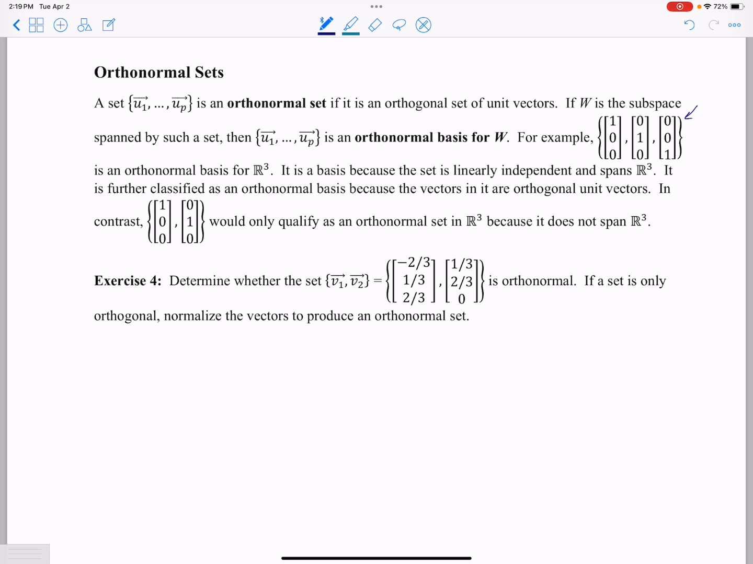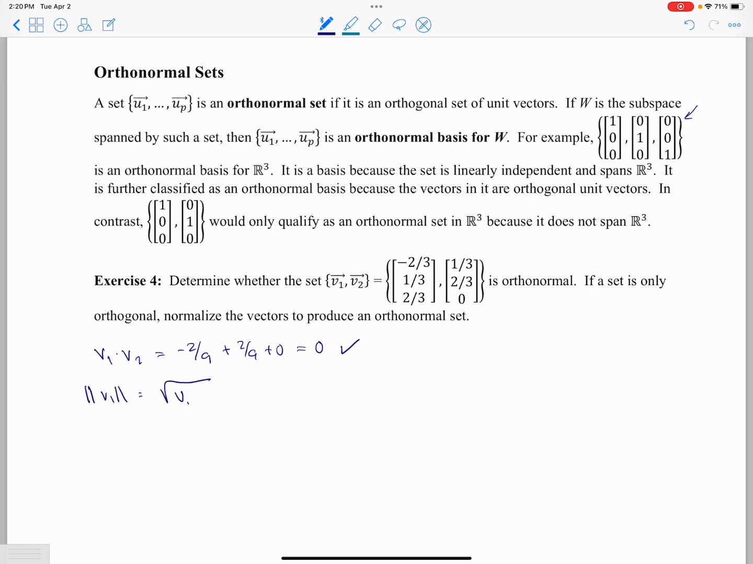Exercise 4 asks us to determine if this set is orthonormal. First thing we want to make sure is, are they orthogonal to each other? Taking the dot product between the two, I get negative 2/9 plus 2/9 plus 0. That is 0, so the set is orthogonal. Now I need to make sure that their lengths are both 1, and if they're not, I want to normalize it. So let's look at the length of v1.